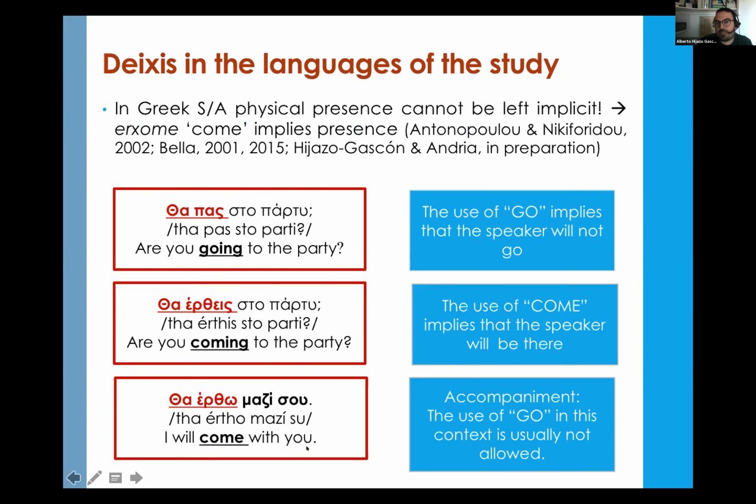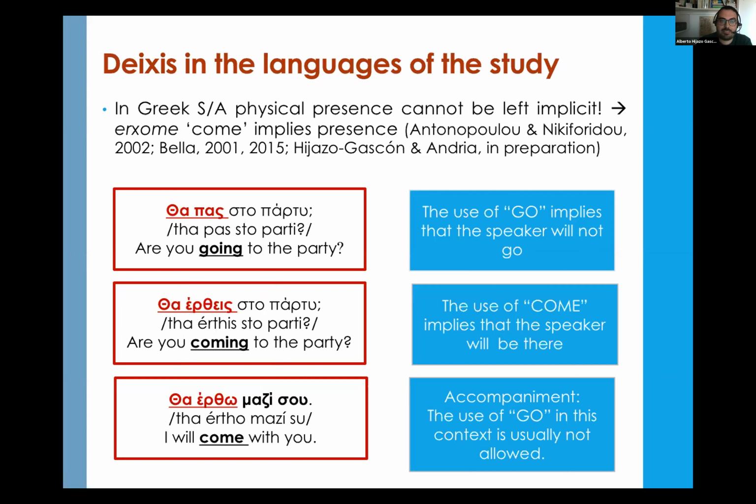In Greek, there are also some specificities that have been pointed out in the literature, and also in a study that we are conducting at the moment, where we are asking speakers of the three languages about these concepts, and we are finding these claims as well. So the difference is that the speaker or the addressee physical presence cannot be left implicit. So when the speaker uses έρχομαι, which is come, that implies presence.